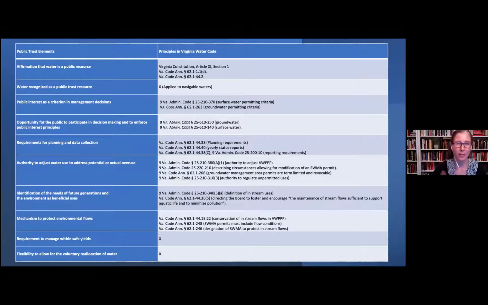And while we didn't parse out in the report groundwater and surface water and how each of these provisions impacts the individual resource, for this presentation, I'm going to focus the remainder of my time on a few examples of elements within groundwater management frameworks.